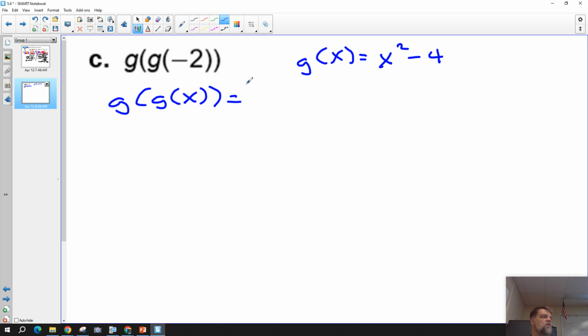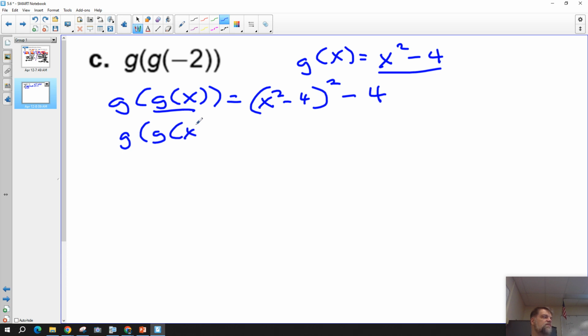This is a little weird. Well, what's g of x? Well, it's x squared minus 4. So there's something squared minus 4, right? What's the something? g of x. What's g of x? This stuff. So inside there, I'm going to say x squared minus 4. Yikes. So then I say g of g of x.